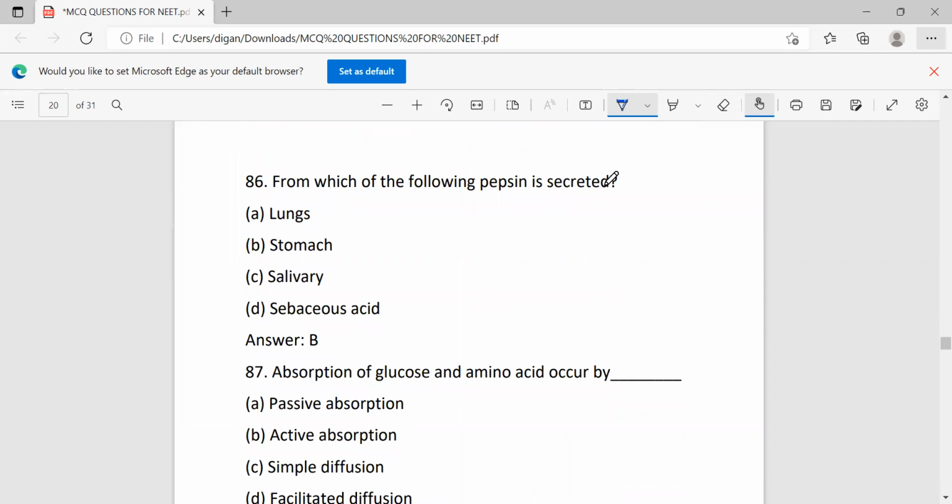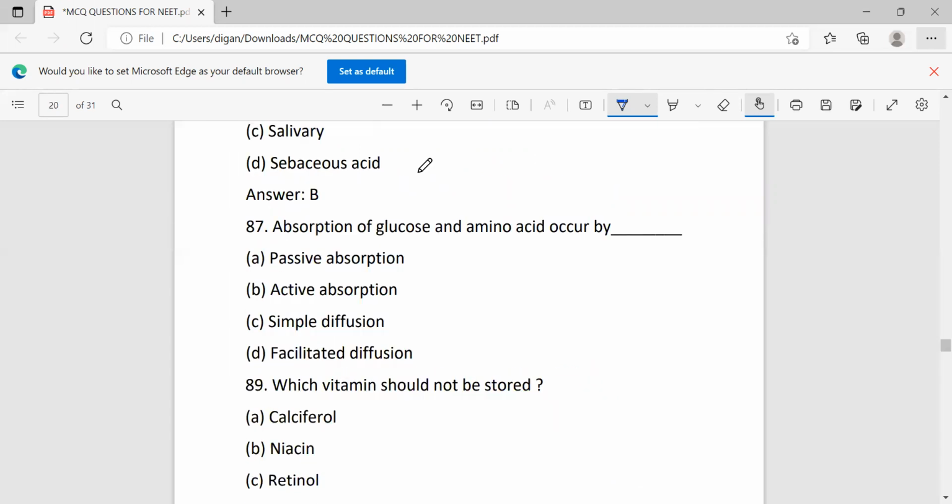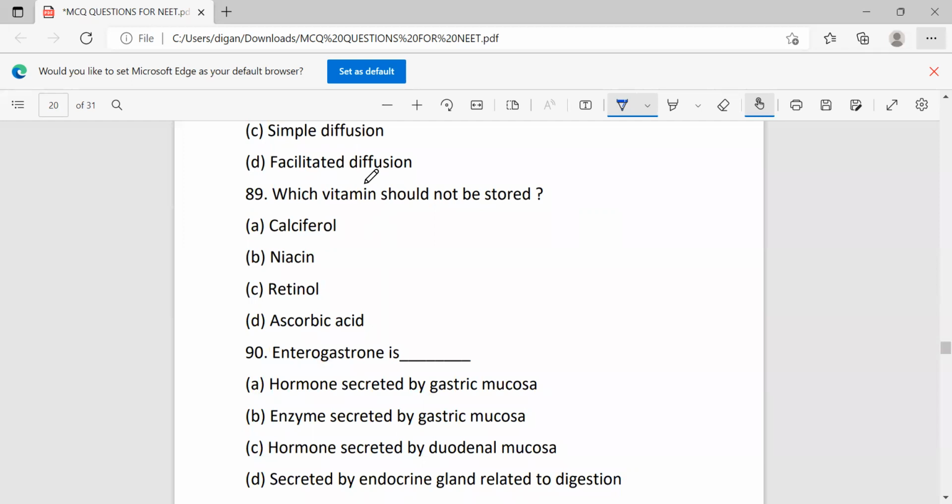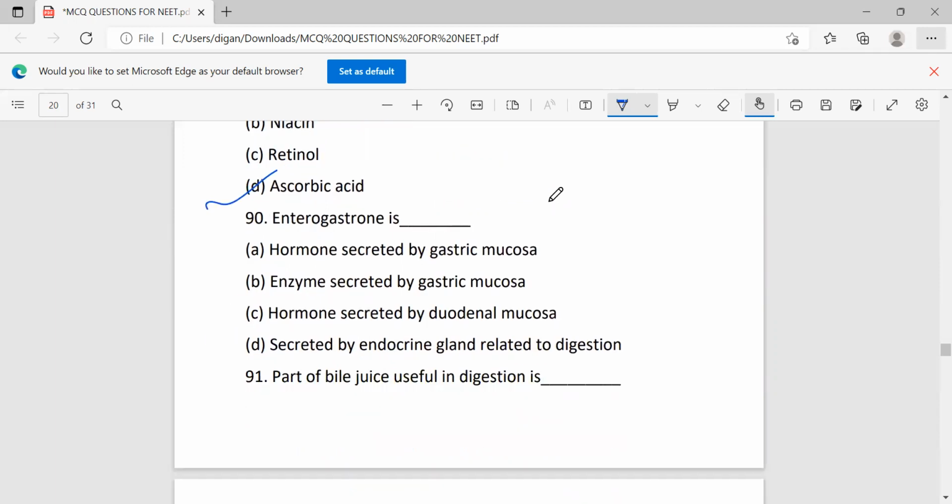From which of the following is pepsin secreted? Correct option is stomach. Absorption of glucose and amino acid occurs by? Correct option is B, active absorption. Which vitamins should not be stored? And the correct option is D, ascorbic acid. Next question. Enterogastrone is, and the correct option is C, hormone secreted by duodenal mucosa.